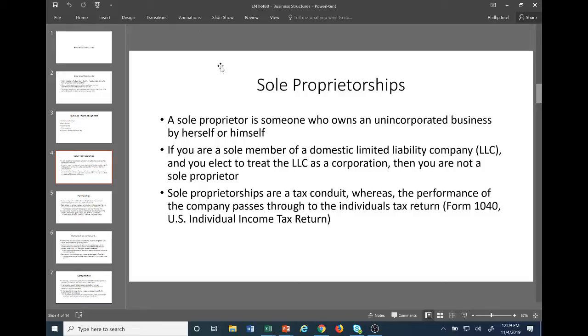Sole proprietorships are a tax conduit, meaning that the performance of it is just going to pass through to the individual's tax return, the Form 1040, the U.S. individual income tax return. That's what I mean by a tax conduit. A lot of these organizations are tax conduits, where the performance is just a schedule that attaches to your normal 1040 that anyone else who is an employee of a company would file at the end of the year with their W-2s. So a sole proprietorship is in essence just a tax conduit if it's not elected to operate as a corporation.